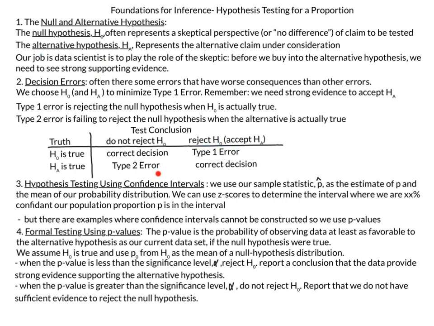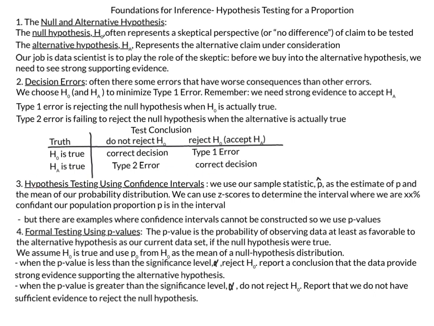So what we did is we started with hypothesis testing using the confidence interval. So we're going to measure how likely the null hypothesis or the alternative hypothesis are given our sample. And we use our sample statistic p hat as the estimate of our population proportion p. And we also use p hat as the mean of our probability distribution. Then we use z-scores to determine the interval where we are. Often we use 95% confident that our population proportion is in the interval. And again, we base that on p hat. And then from there, we determine how likely is the null hypothesis versus the alternative hypothesis.